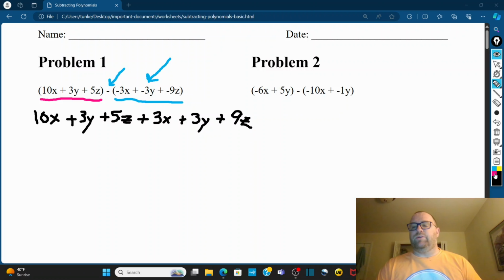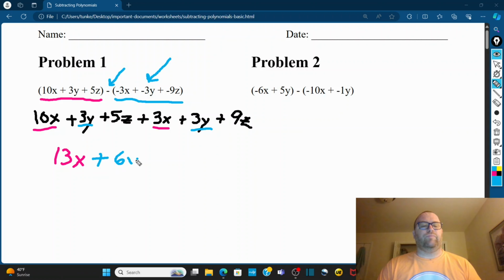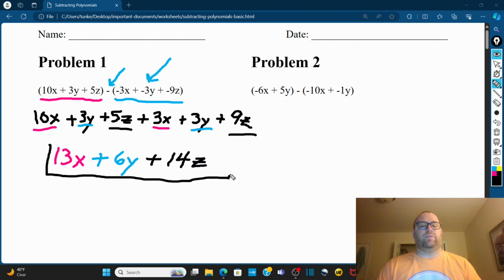Okay, so now what we do is we combine our like terms. So let's combine the 10x's first. So if I do 10x plus 3x, I get 13x. We then combine the y's. So if I do 3y plus 3y here, I get 6y. And then we combine the z's. So 5z plus 9z is going to give me 14z. And that's our solution to problem one.